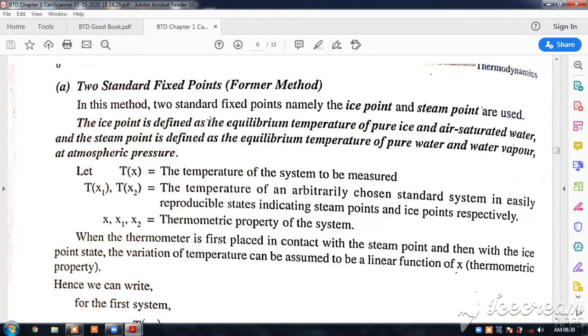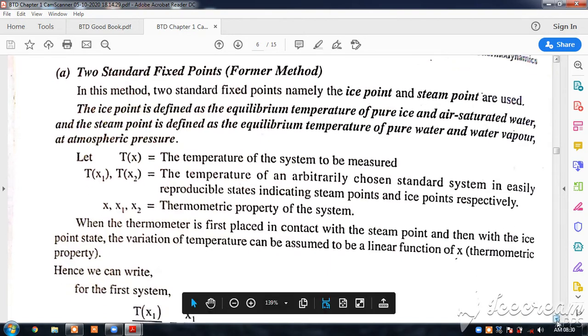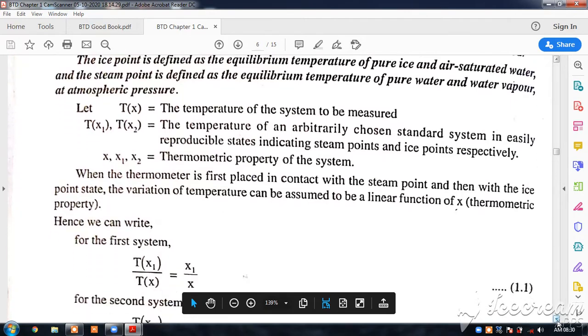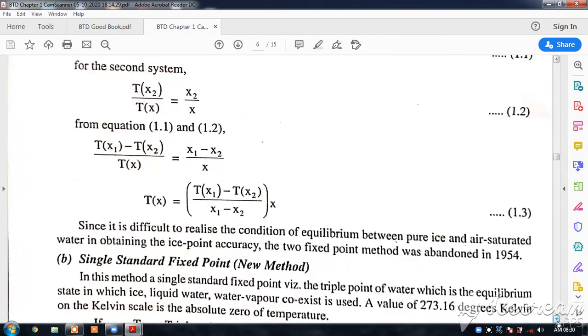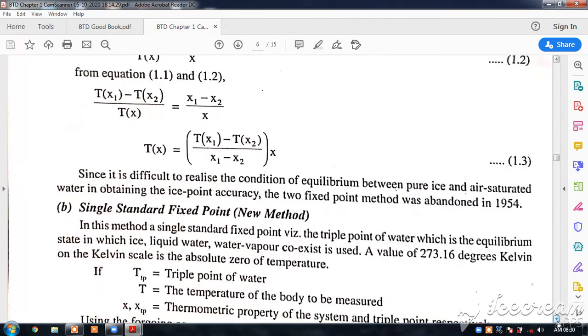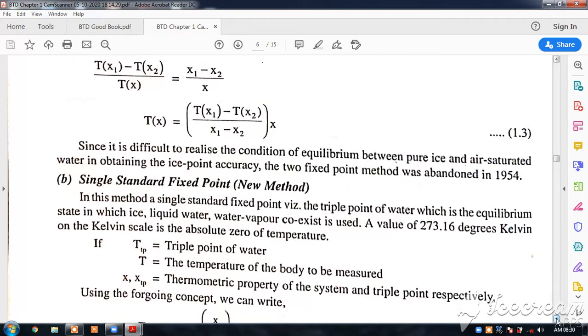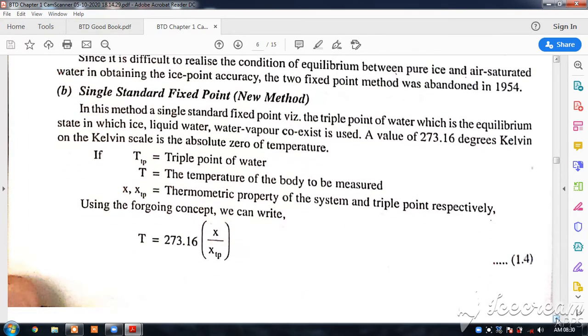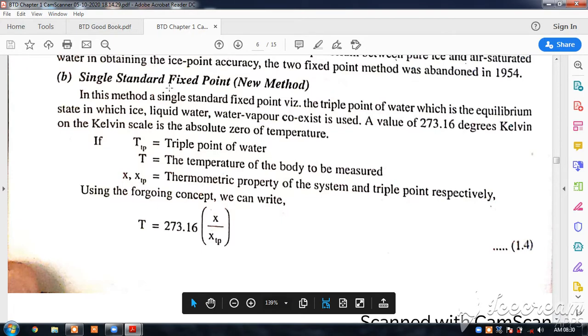The ice point is defined as the equilibrium temperature of pure ice and air saturated water, and the steam point is defined as the equilibrium temperature of pure water and water vapor at atmospheric pressure. So the ice point is almost 0 degrees centigrade and the steam point is 100 degrees centigrade at 1 bar pressure. Because of this we are able to measure the property called temperature.